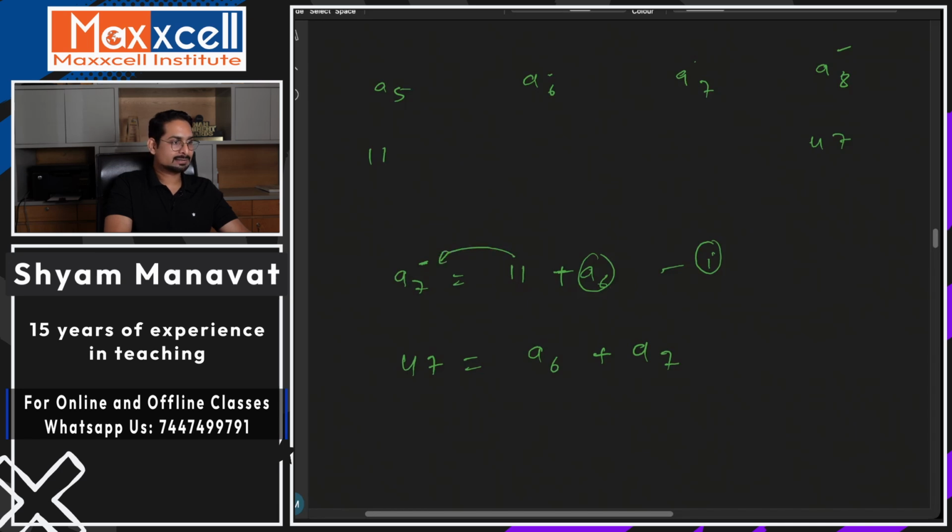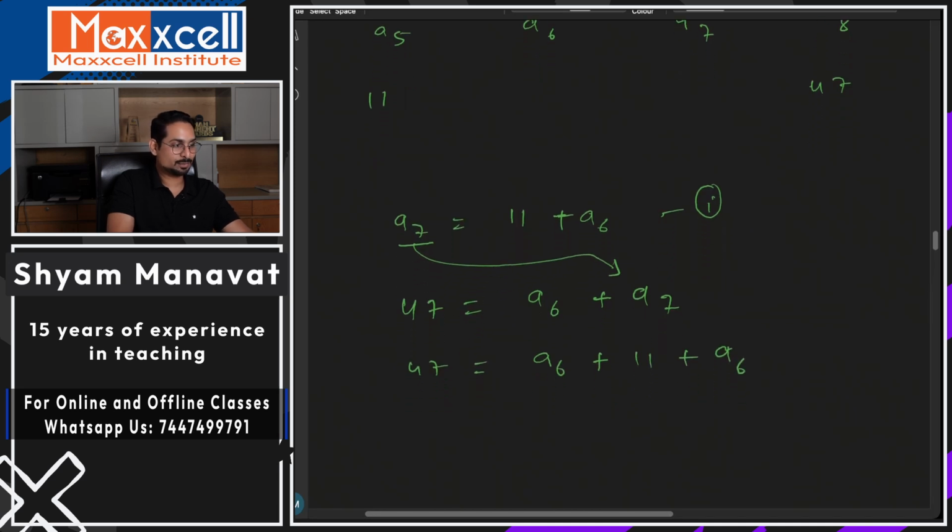Yeah, and I can substitute here, but let's not do too many steps. Let's substitute the value of A7 over here. So what do we get here? We get 47 equal to A6 plus 11 plus A6. A6 came twice. Yeah, we got twice of A6. Now 11 I can take this side, which gets me 47 minus 11 is 36.